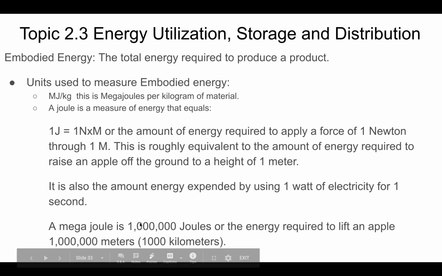Now, a megajoule is 1,000,000 joules of energy. So if you had a megajoule of energy, it would be the amount of energy required to lift an apple 1,000,000 meters, or 1,000 kilometers. Of course, it's not as simple as that, because lifting an apple 1,000 kilometers straight up into the air would take quite a bit more energy for lots of reasons, but we won't get into those right now. Anyways, that's what the equivalence is. So mega means million.